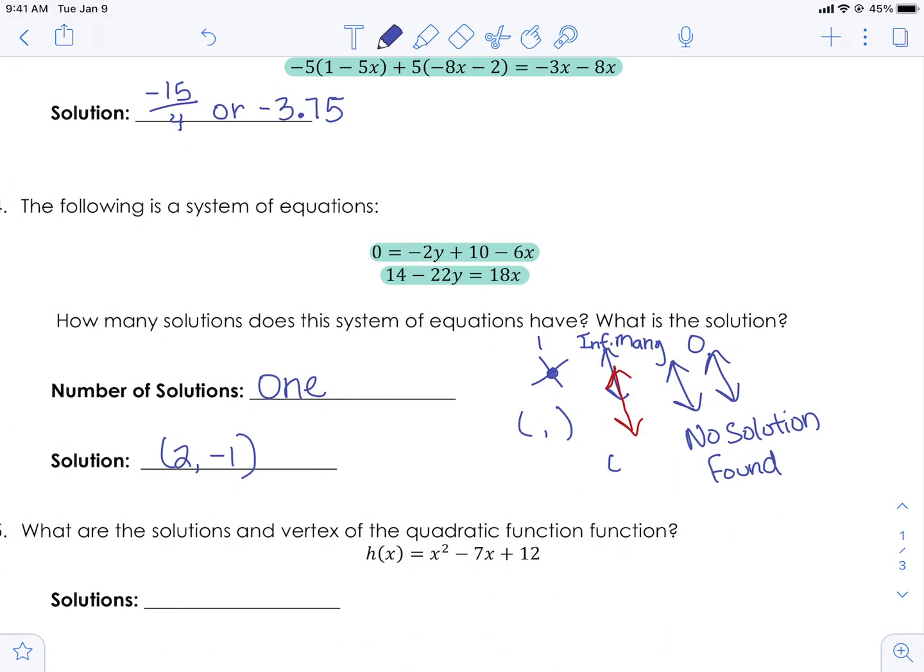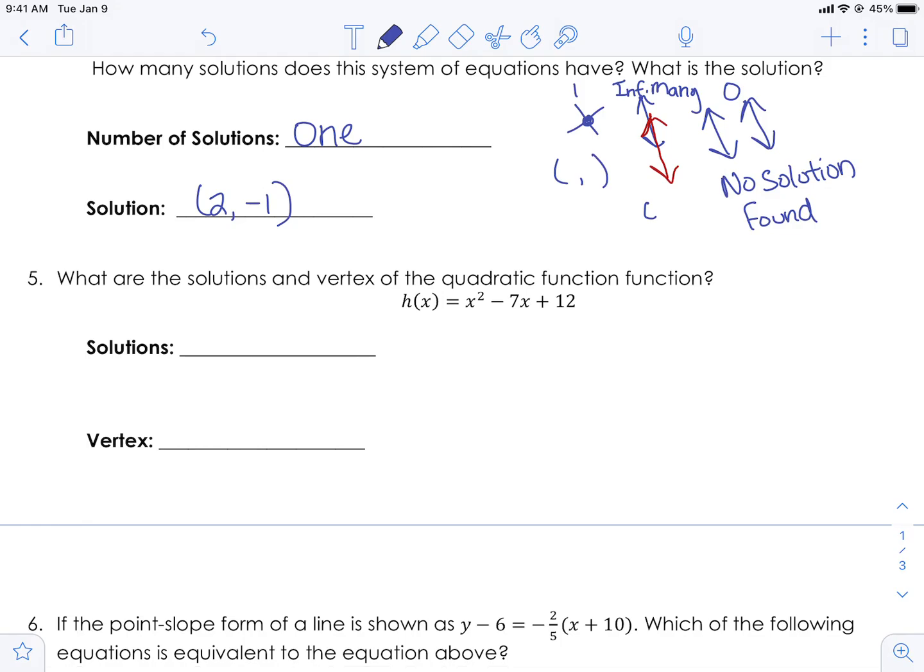Okay. So next one. What are the solutions and the vertex of the quadratic function? Okay, so the solutions and the vertex, and this is new because it's our quadratic function. So we're going to graph this function. When it's talking about solutions, that's where it's crossing the x-axis, so it's the x-intercepts. Okay, and then when it's talking about the vertex, that's either the highest or the lowest point.